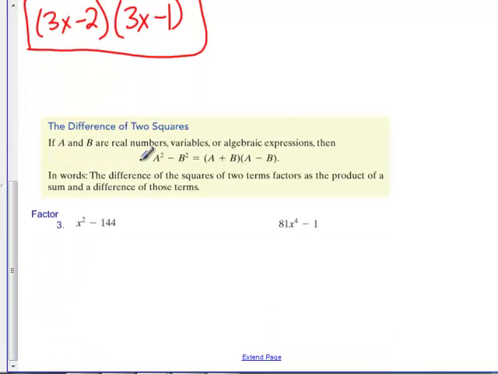So whenever we're factoring the difference of squares, go ahead and set it up. Whatever you square to get this first one, you put in the front of both. So what do you square to get 81x to the 4th? 9x squared. What do you square to get 1? 1. And then opposite signs.